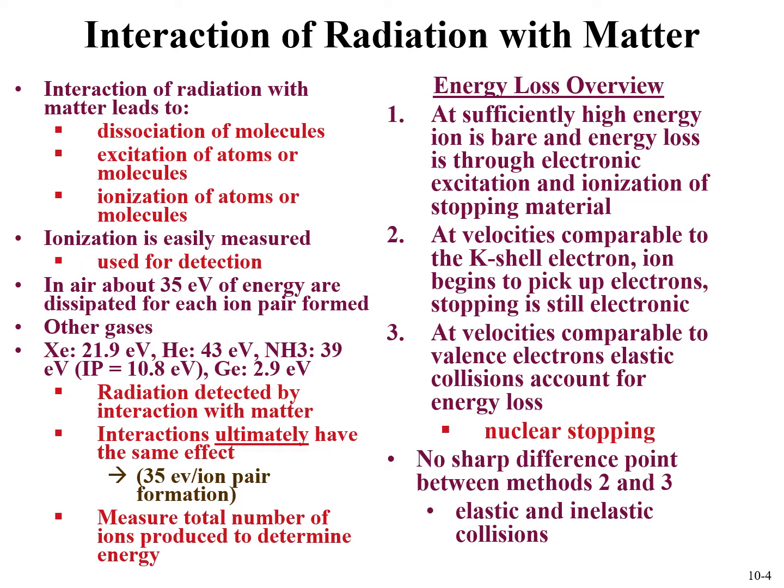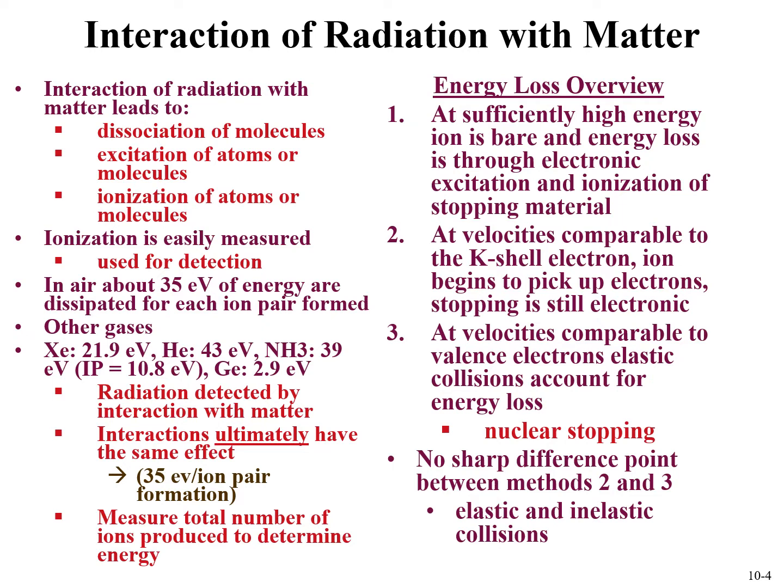Germanium, which is used in gamma detectors, has close to 3 eV. So this radiation, when it comes in, it's detected by the interaction with matter. They ultimately have about the same effect, so 35 electron volts per ion pair formation. So if you measure the total number of ions produced, you can determine the energy of the particle that comes in. Now, how particles interact with matter and how they lose energy, there's some common trends.